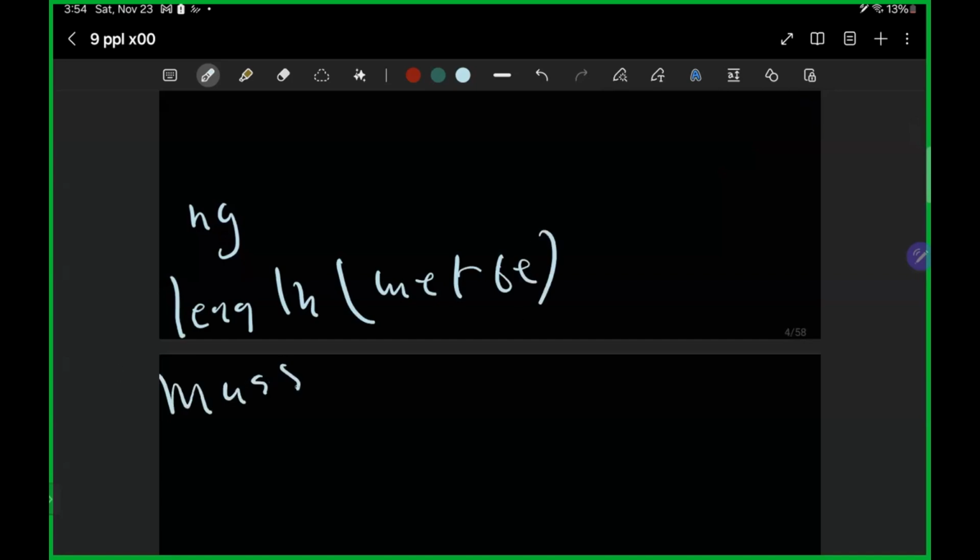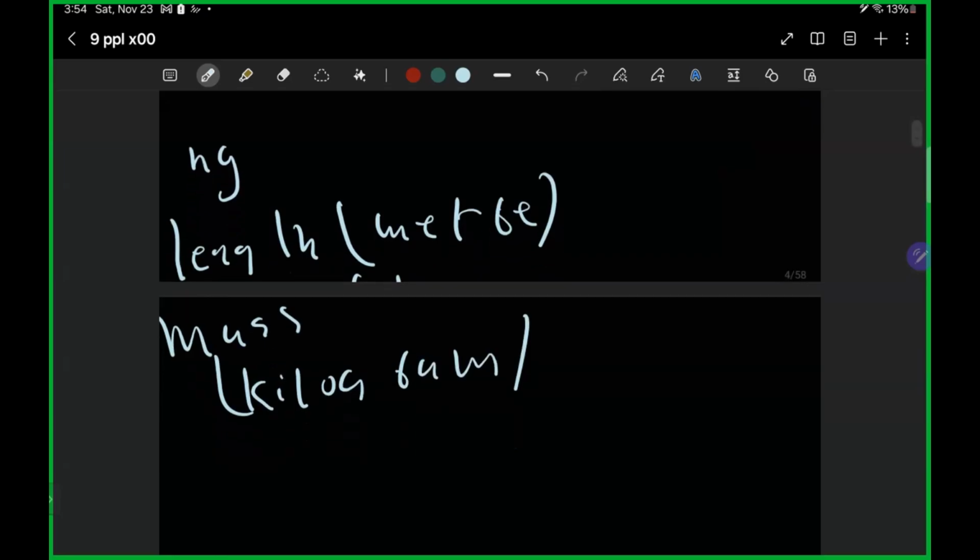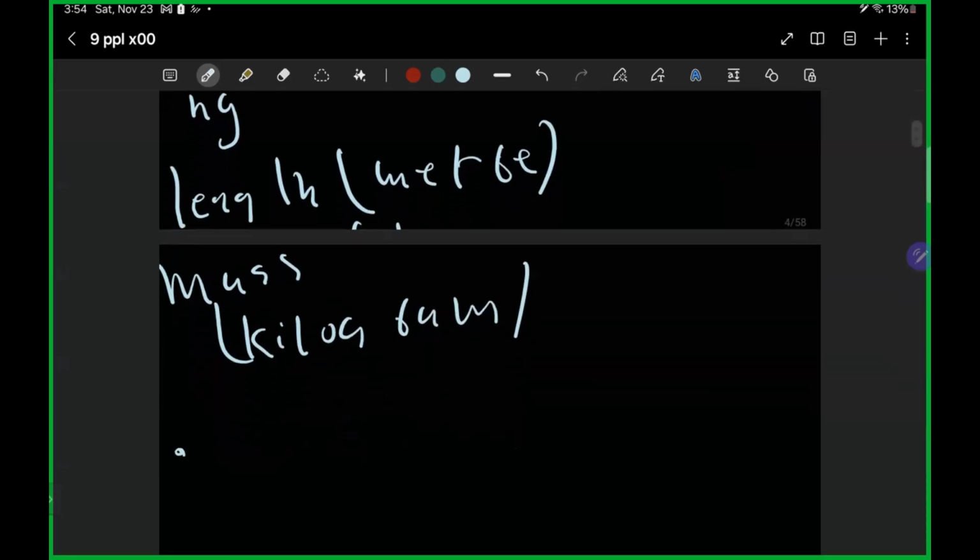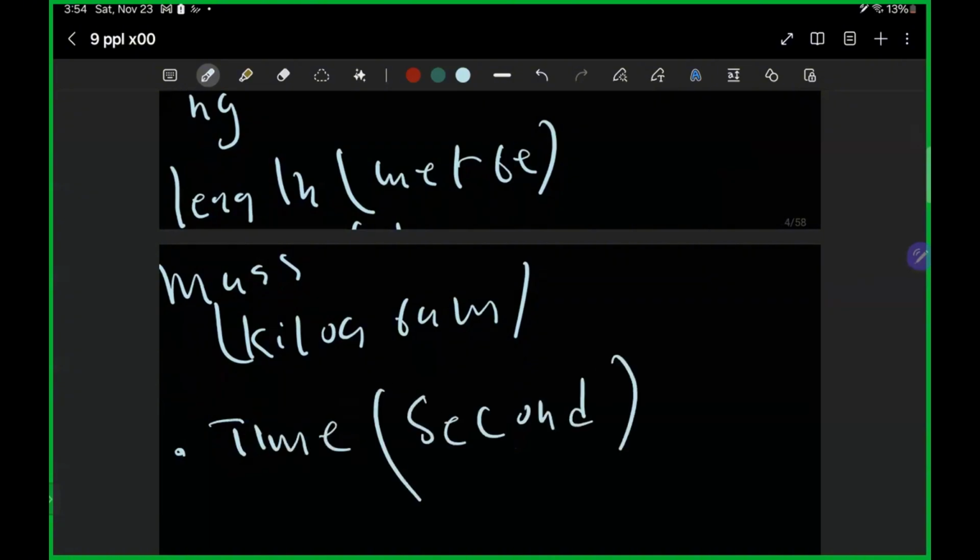The first base quantity is length, and the unit of length is meters, as we have discussed above. Then we have mass. The unit of mass in the SI system is kilogram. Then we have the third base quantity, which is time, and the SI unit of time is second.